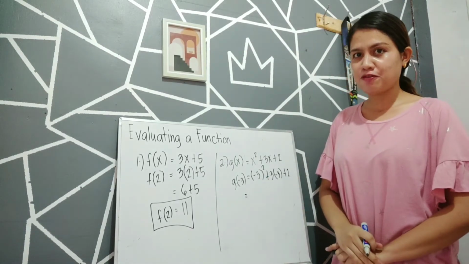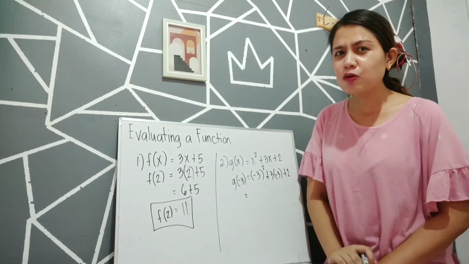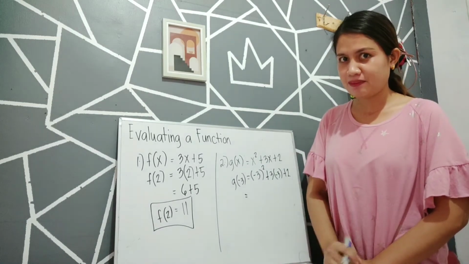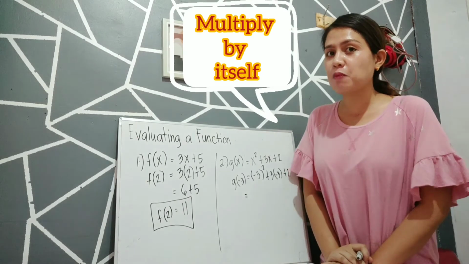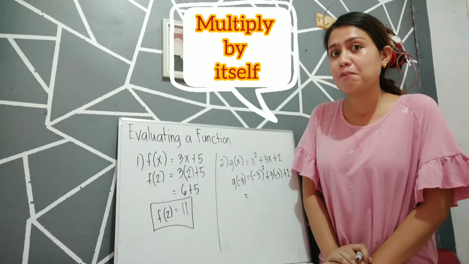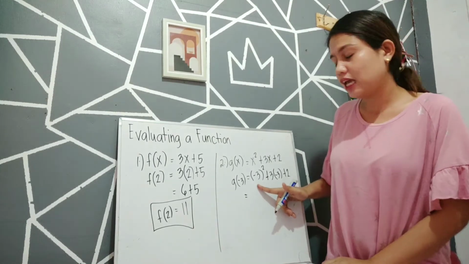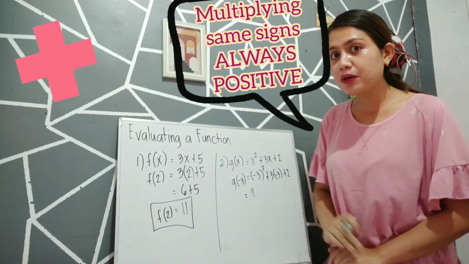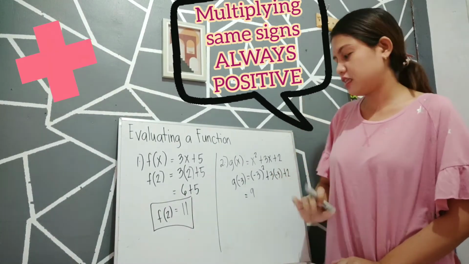Then, you simplify. Negative 3 squared. How do we simplify when you are given an exponent? Yes, you're right. Remember that if you're given an exponent, you're just multiplying it by itself. So, negative 3 times negative 3 will become positive 9. Remember, multiplying same signs is always positive.